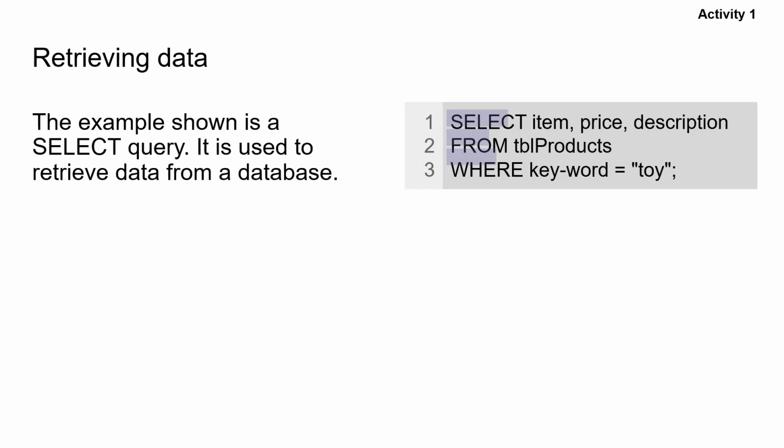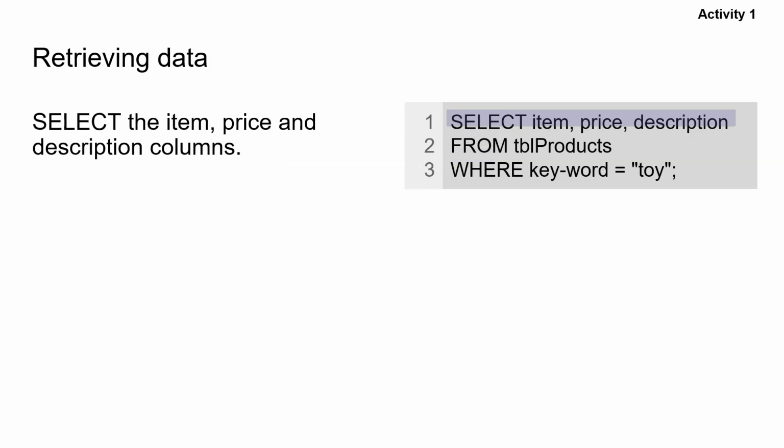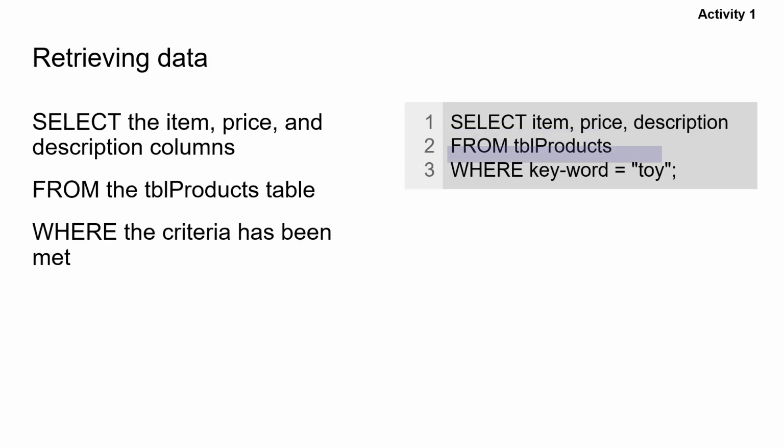The example shown is a select query. It is used to retrieve data from a database. SELECT is selecting the fields in that database, for example item, price, and description, the ones you want to show. The FROM is then which table you're selecting from, and in this case it's products. And the WHERE is what the criteria is. In this case, you want to look for the keyword being toy, whether that's been met.